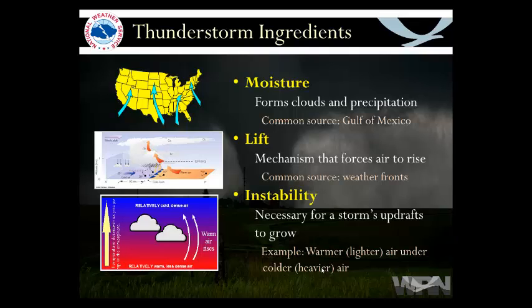Lift is needed that forces the air to rise. That can be in the form of a cold front, warm front, or even a smaller scale feature such as outflow from a nearby thunderstorm. Instability is needed as well and is a necessity for the storm's updrafts to grow. The air needs to be warmer or less dense than its surrounding air to continue to rise.